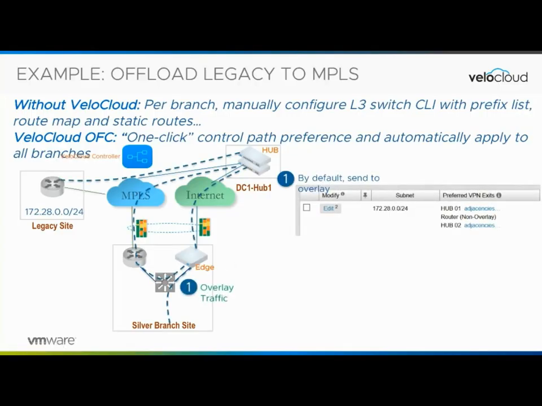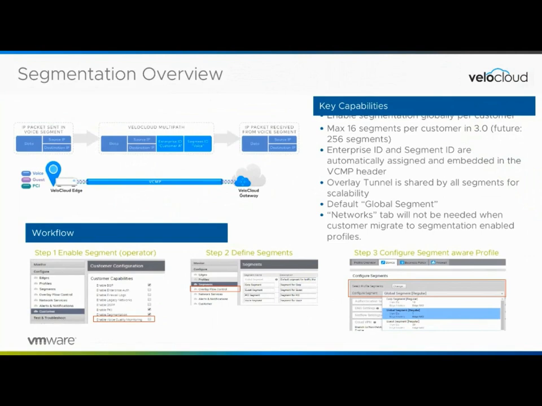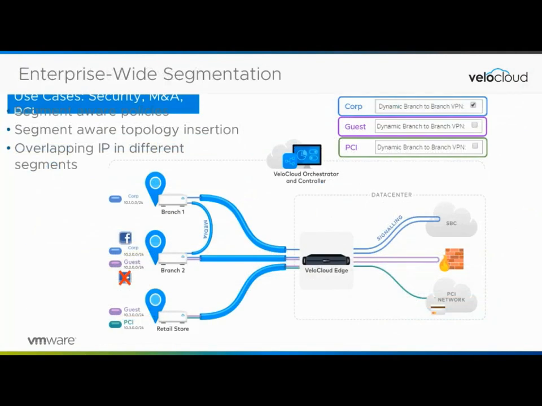We just talked about this overlay flow control table. Segmentation is simple to define. I just gave you an example of the PCI and guest segments. And these segments are carried from the branch site all the way to the gateway to the data center, so end-to-end segmentation is there. Each segment can have overlapping IP addresses also. So for the guest segment, I'm using the 10.3 network. Even for the PCI segment, I can use the 10.3 network.